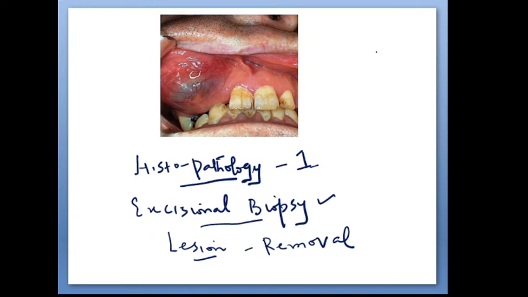I will tell you about histopathological features of radicular cyst. This I am going to cover in two lectures. Today we will study the basic features of radicular cyst histopathology. To begin with, to confirm the diagnosis, excisional biopsy is done. Usually the whole of the lesion is removed.